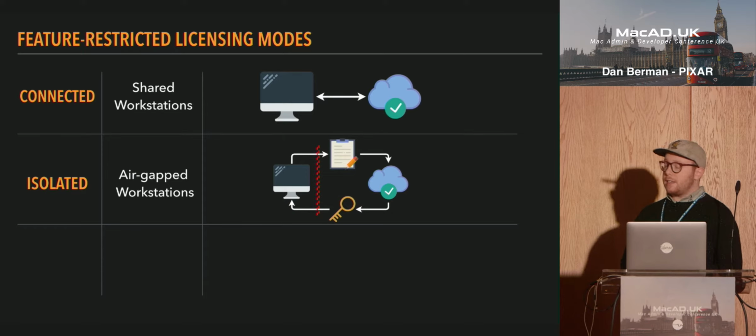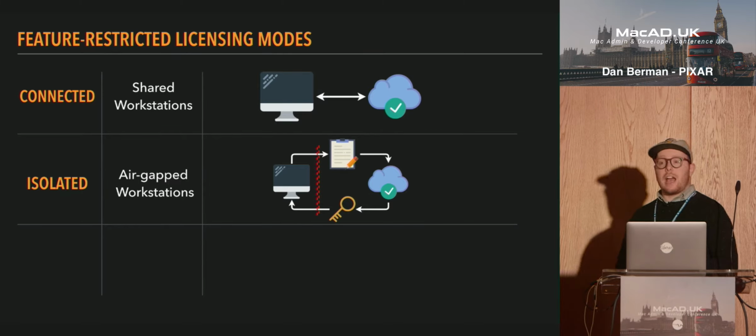So isolated is mainly meant for air-gapped workstations, and it's where you install the package on the workstation that's air-gapped, and you run Adobe Licensing Toolkit on it, and it gives you a key, and then you take that key and plug it into your admin console. It gives you a key back, and you do this sort of handshake, but the machine never has to talk to the outside world, and it activates on your air-gapped machine, and then you're good for 3 years, I think.